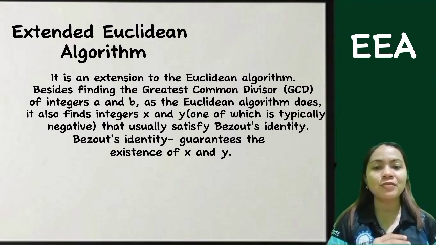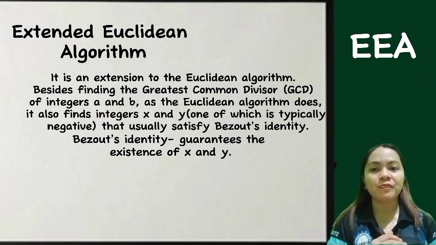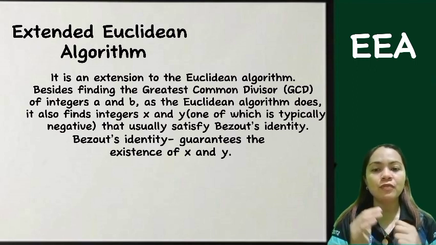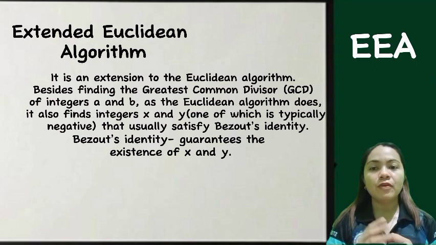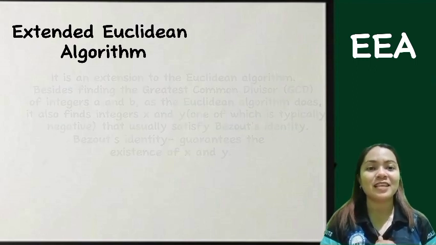In the Euclidean algorithm, we find the GCD. The extended Euclidean algorithm also finds the GCD, but it also finds X and Y. It also finds integers X and Y, where one of them is usually negative, that satisfy Bézout's identity. Bézout's identity guarantees the existence of X and Y.